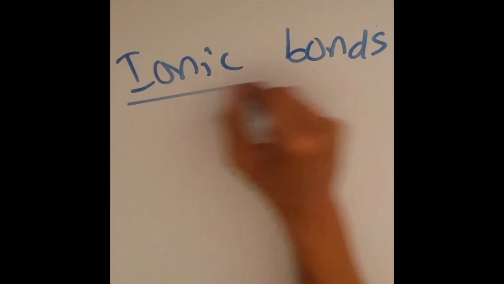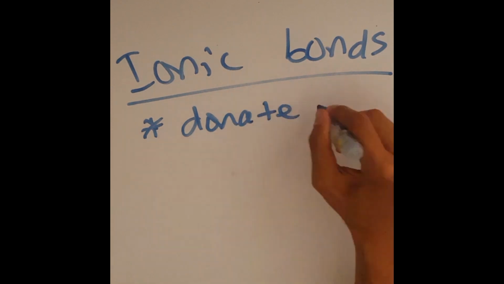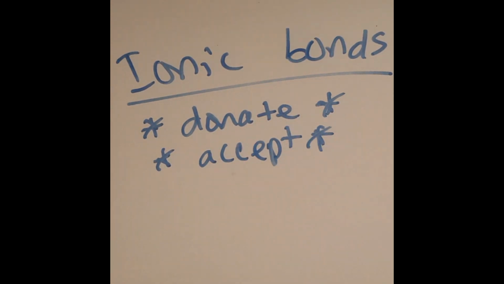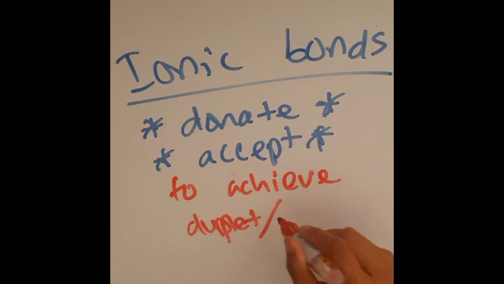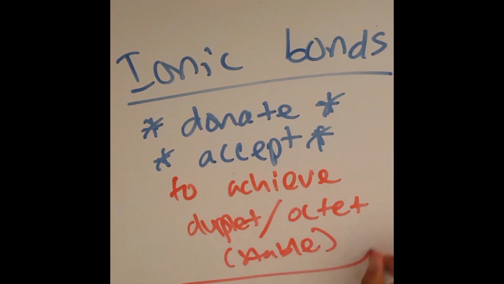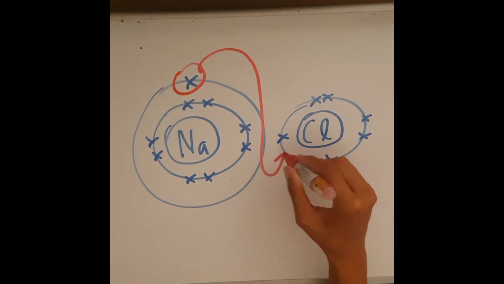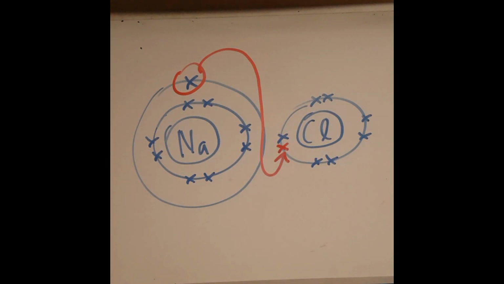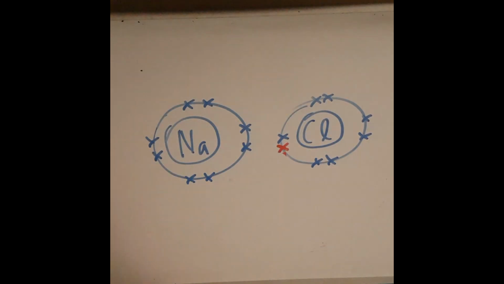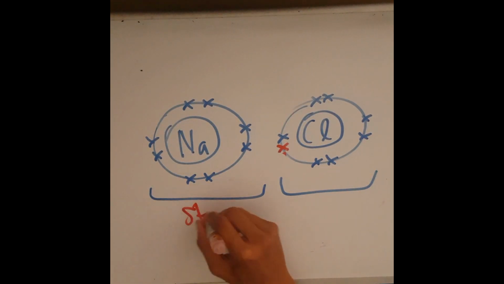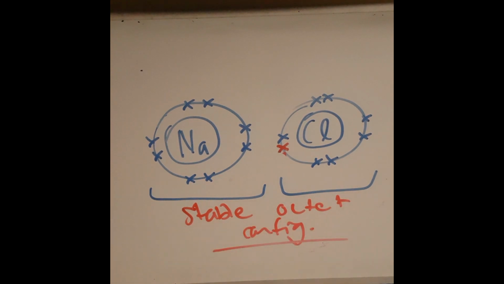Now, when it comes to ionic bonds though, the atoms, all they want to do is donate or accept electrons to form a stable duplet or octet configuration. Now I want you to imagine a situation where sodium chloride is formed. Sodium has one valence electron which it donates to unlock the inner shell, which is a stable octet, while chlorine receives one electron, giving it 8 valence electrons. Now both atoms will have a stable octet structure. So that's all for ionic bonds.